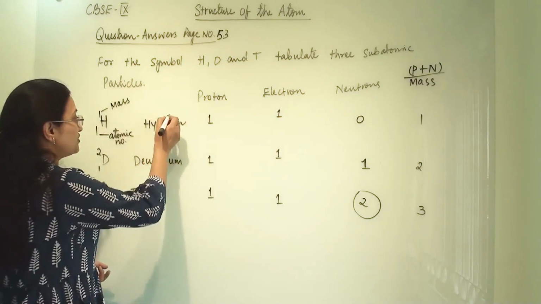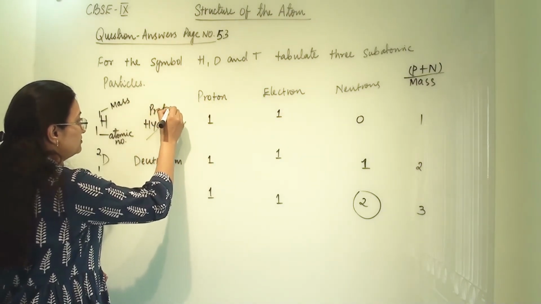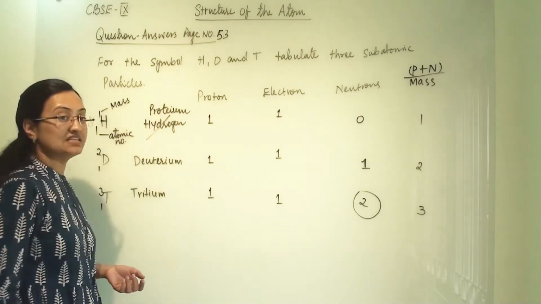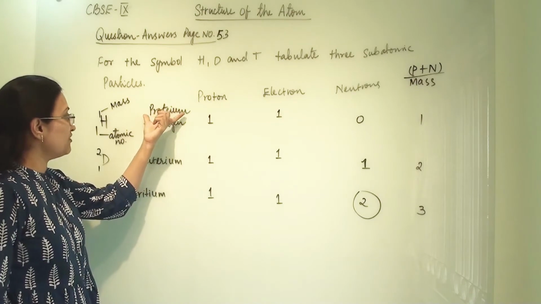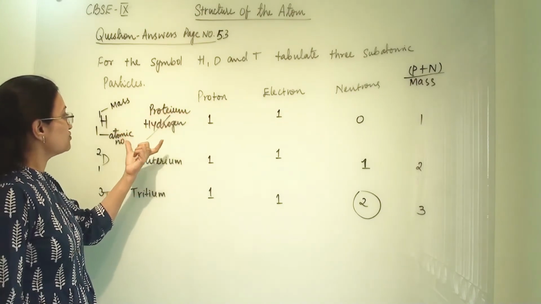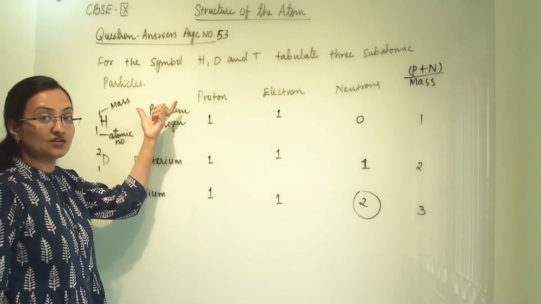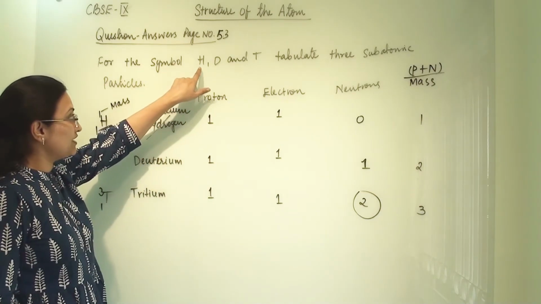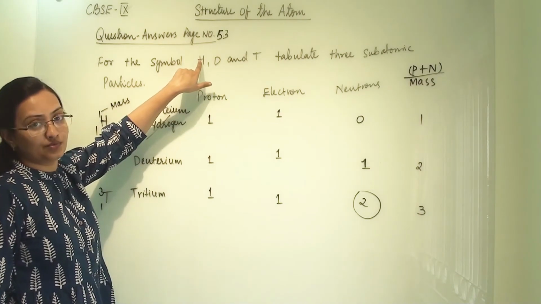Here sometimes we also write protium because it is an isotopic species of hydrogen. So we have mentioned here protium. So here instead of hydrogen we can also write protium, and that is protium, deuterium and tritium. Sometimes we are also mentioning protium.